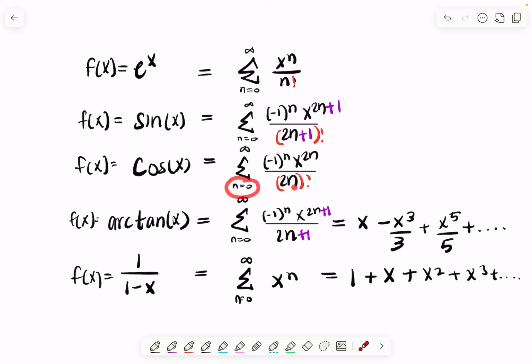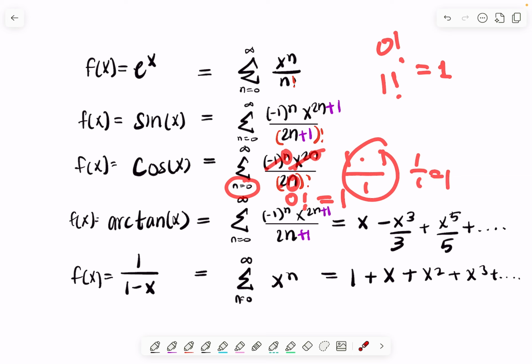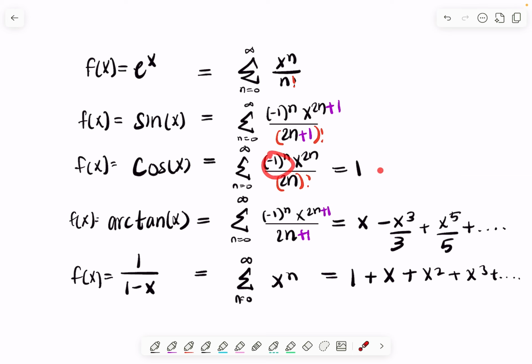Let's try this one. If we plug in 0 for n, anything to the 0 power is 1. And then 0 times 2 is 0, so we have 0 factorial, and 0 factorial is 1. So you have to remember 0 factorial and 1 factorial are both equal to 1. So we literally just have 1 over 1, which is 1. So the first term is 1. And we know it's alternating, so the next term is going to be negative, because if this becomes 1, then it's negative 1 times 1. That's negative 1. This is 2 times 1, which is 2, so x squared. And then over 2 times 1, which is 2 factorial.